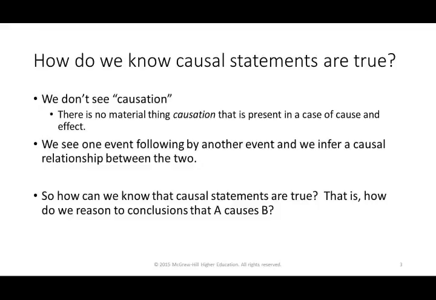Again, we don't see causation. So there's nothing I'm looking at that says, oh, look, there was causation, so that must cause that. All I see is one event followed by another event, and from noting these series of events, I infer a causal relationship between the two. So now, if that's the case, how can I know that the causal statements are true, and how do we reason to the conclusion that A, for example, caused B, right?